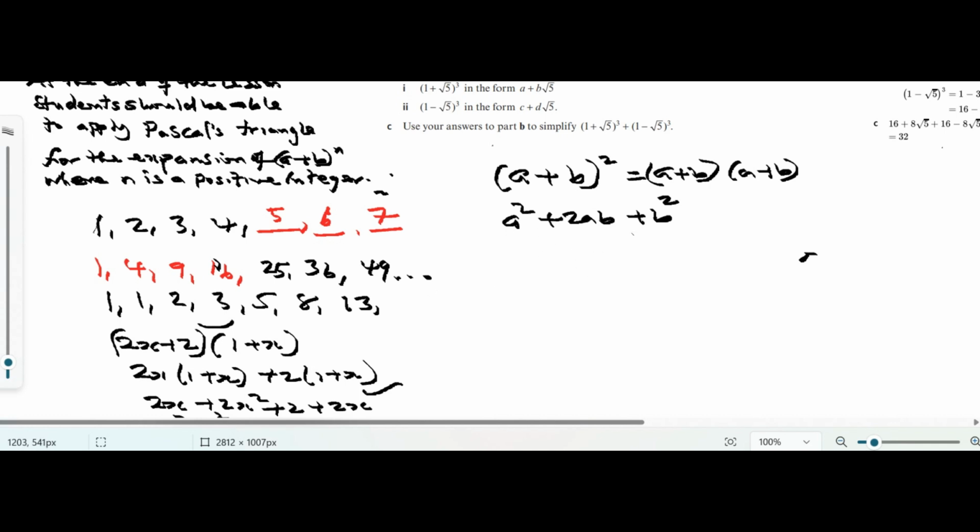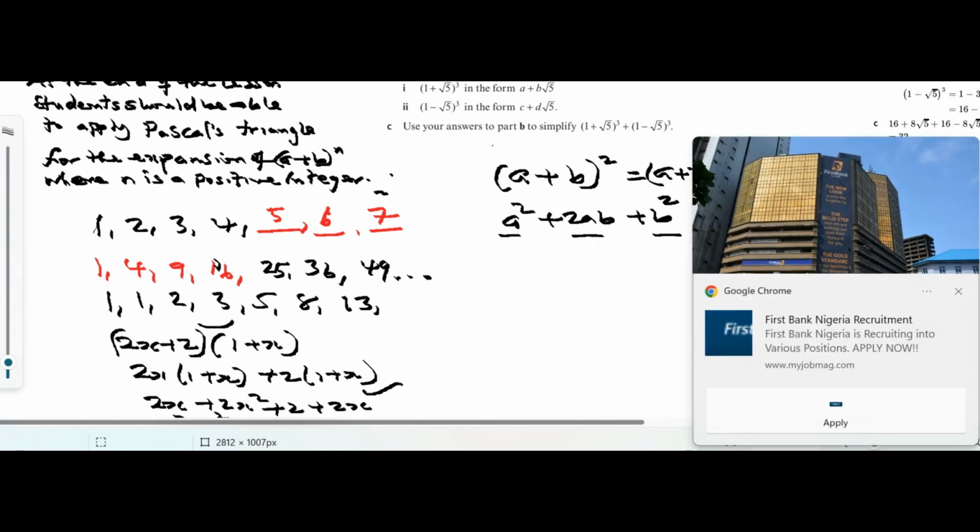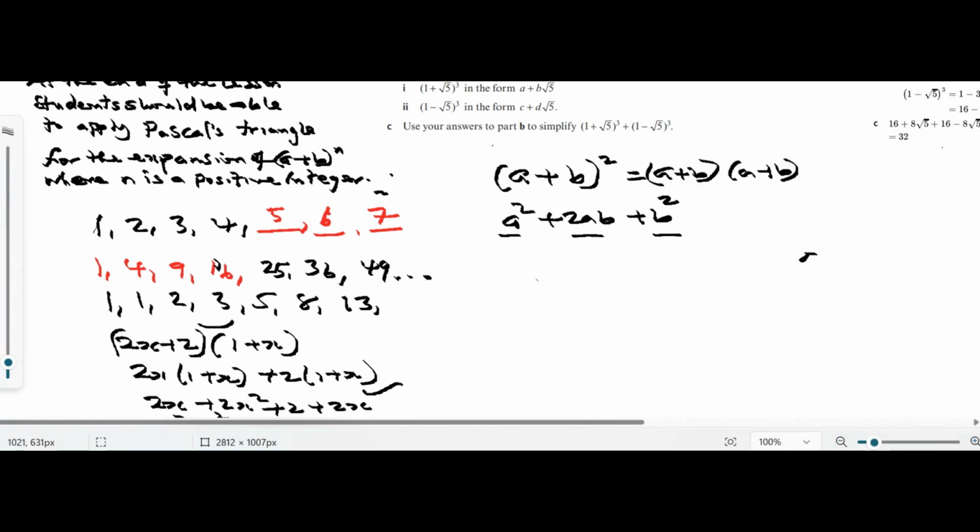If you look at this, let's write out the coefficients: the coefficient of a squared, of ab, and of b squared. The coefficients there will be 1, 2, 1. In Pascal triangle, we have these numbers. You understand what I call coefficient? That is what is in front of a squared, what is in front of ab, and what is in front of b squared.